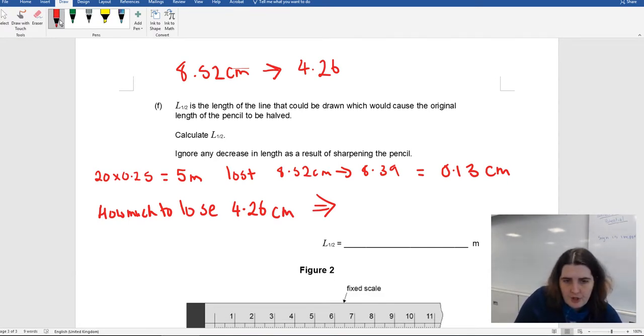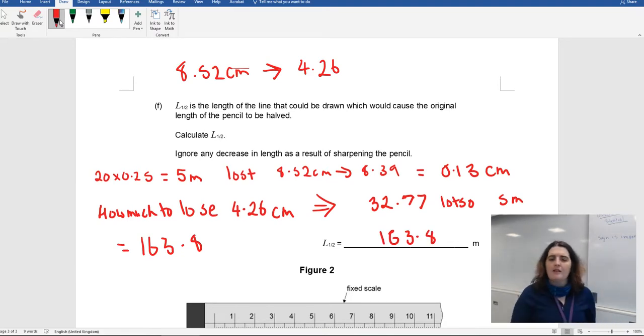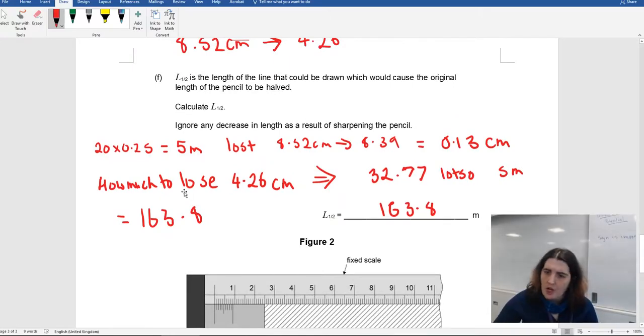So I've got to do 32.77 lots of 5 meters, which is 163.8 meters. So if I did a line that was 163.8 meters in length, I would get a value there. Okay, I would lose half my pencil.